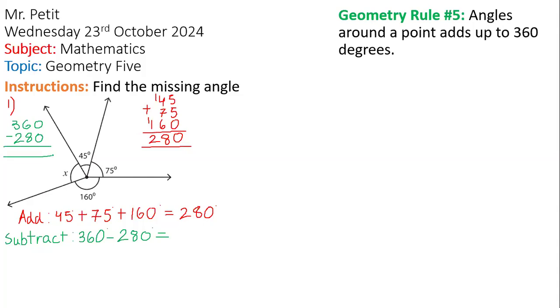Let's settle this. 0 minus 0 is 0. Yeah, it's 80. And then you have to borrow. Yeah, we borrow. This becomes 16. 16 minus 8 is 8. 2 minus 2 is 0.